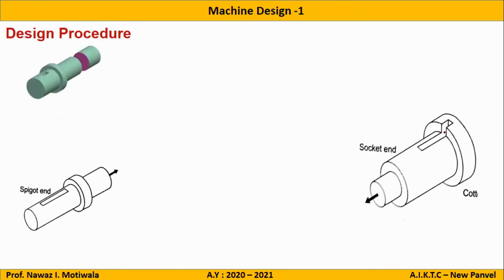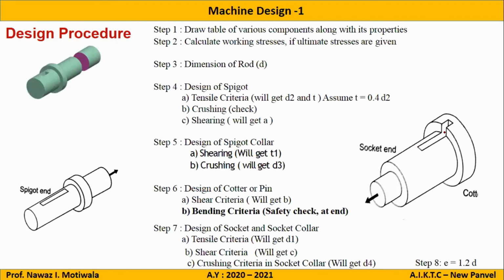I will skip this because we have already discussed in the previous slide what we have to do. These are the steps which we have already seen, except these 2 points, which are the basic steps of any design problem. The first is to draw a table of various components along with their properties. This step 1 is valid only when we take different factors of safety for different materials, or we select different materials for different components. Then only this step 1 will come.